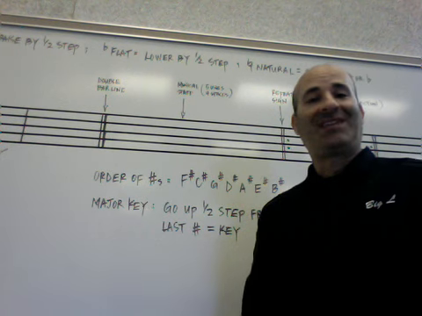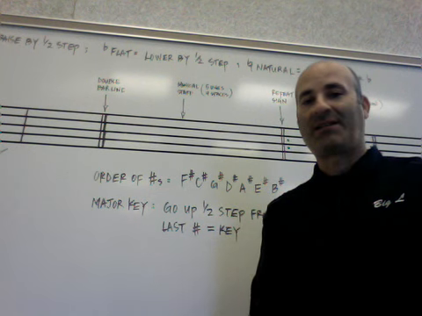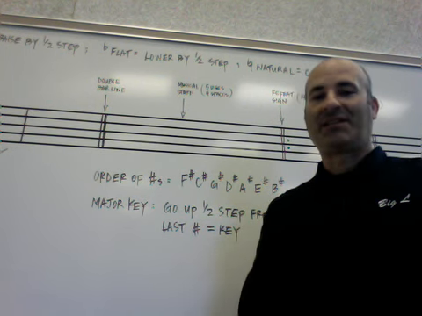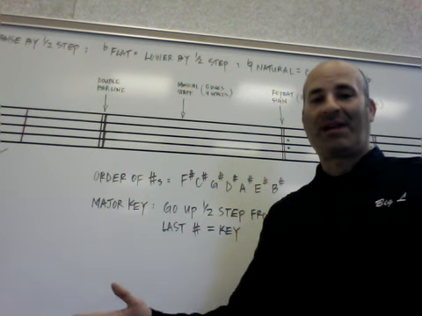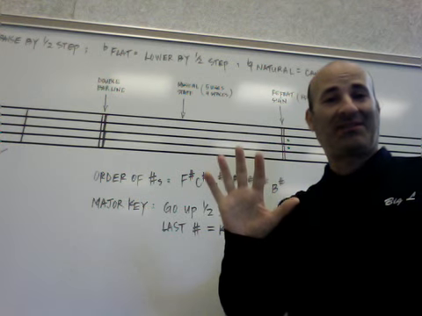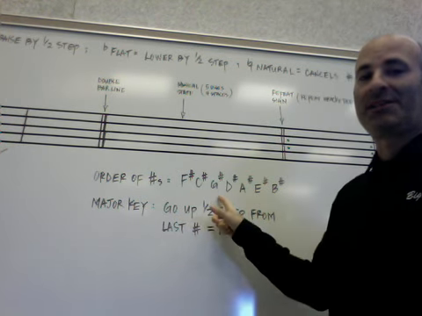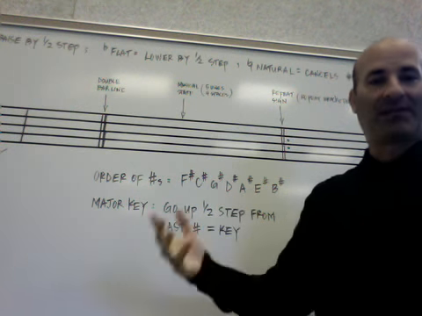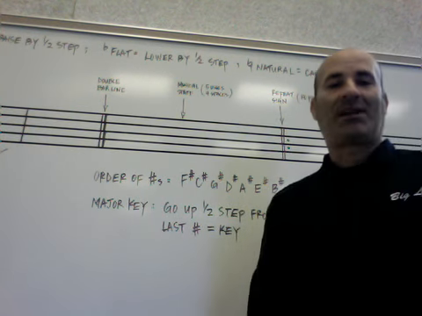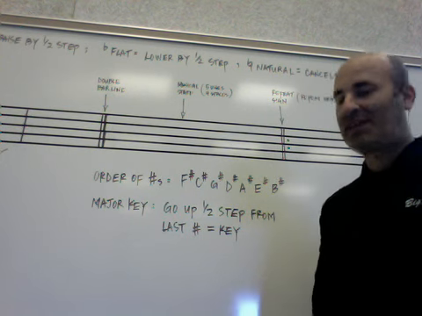The order of sharps is the same no matter what clef we're in. So if you read treble clef, bass clef, alto clef, tenor clef, it doesn't matter. If there's 1 sharp in the key signature, it's always F. If there's 5 sharps in any clef sign, we always go F sharp, C sharp, G sharp, D sharp, A sharp, etc. The last thing we talked about in class was finding a major sharp key.